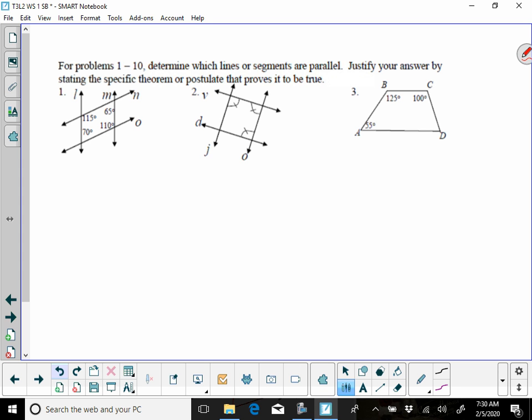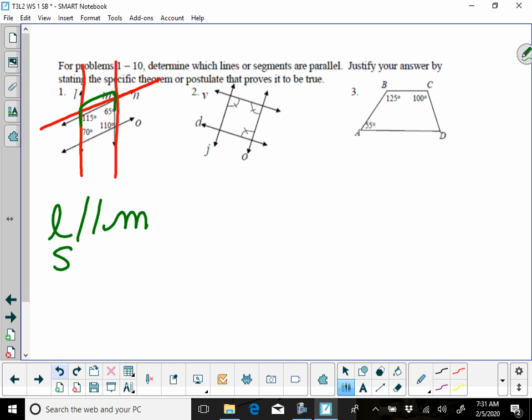Basically here, if you look at line L and line M being parallel, with the transversal of N, you would see right here that we have 115 and 65, and 115 plus 65 is 180. So you can tell me that line L is parallel to line M. That is same side interior.